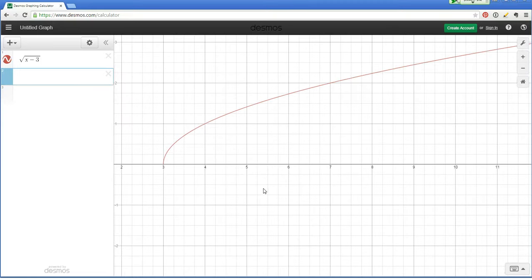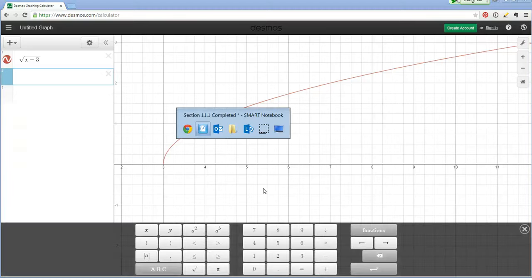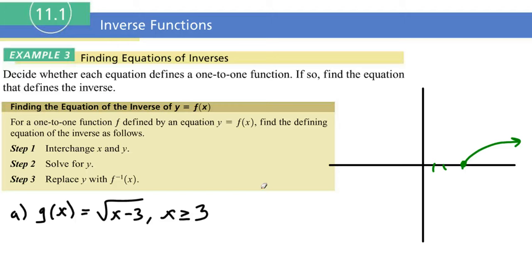So as we can see here, if you graph this and draw a horizontal line anywhere on this thing, it's going to be one-to-one. So we've kind of quantified that now, saying, well, yes, it is one-to-one. So we know that's true. Now it says, if so, find the equation that defines the inverse. And what's really neat is that the inverse will always be a reflection over the line y equals x.